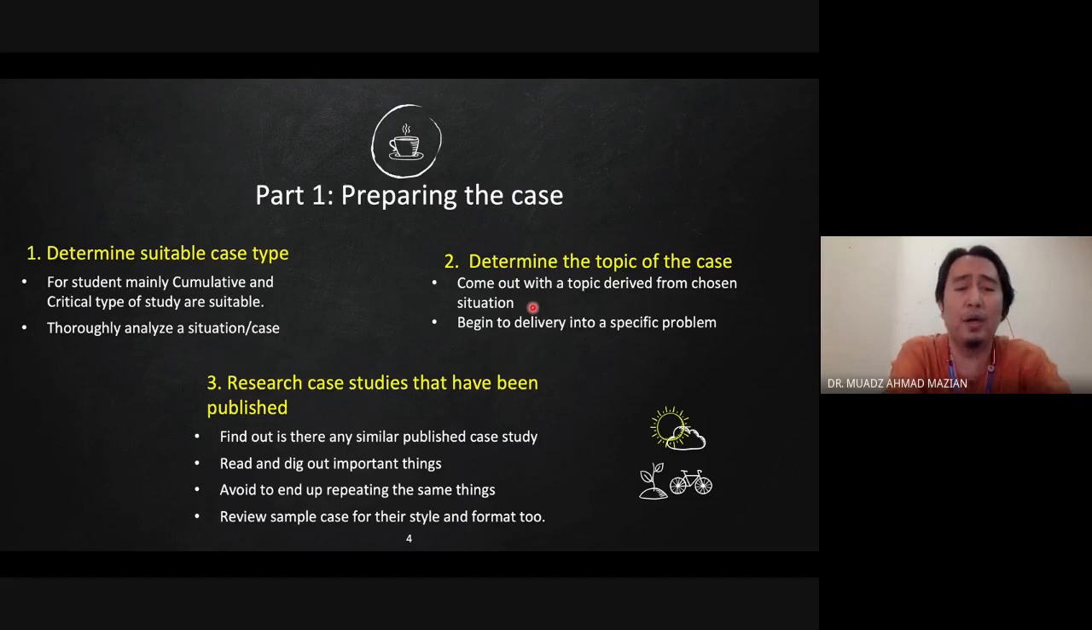Right, and the third point is to research case studies that have been published. In this point, you have to find out what has been written before. It means you have to dig out the important things that may help you find the existing problem from previous studies. So you find a similar published case study. If it has been published, you read and study all those case studies, and dig up the important things. This paper says this, that paper says that, alright.